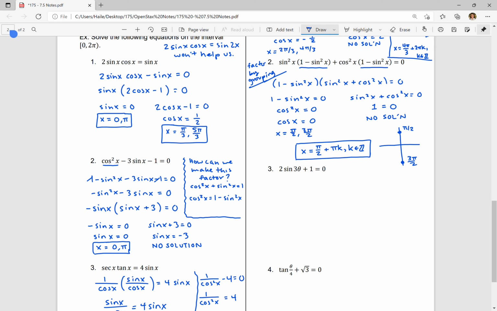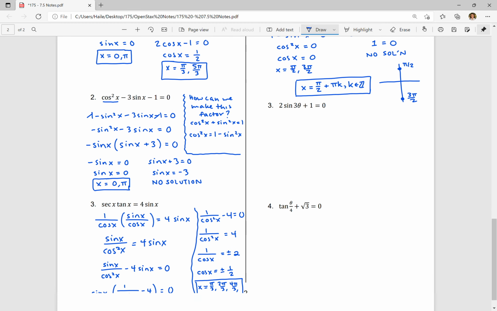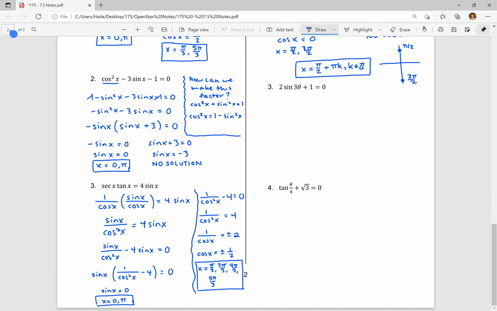All right, we just have a couple more examples. I know this is a long section, but I want to make sure that you see plenty of examples of all the different kinds of equations.